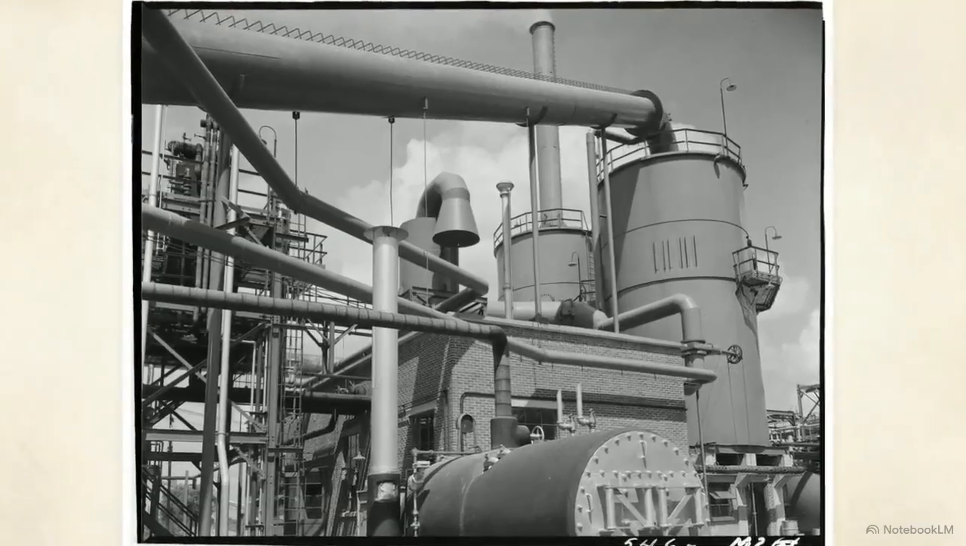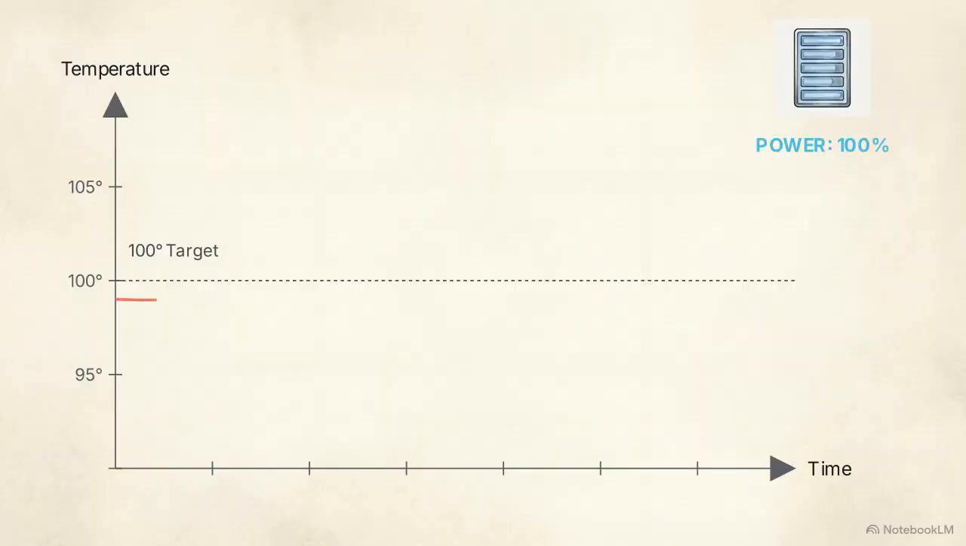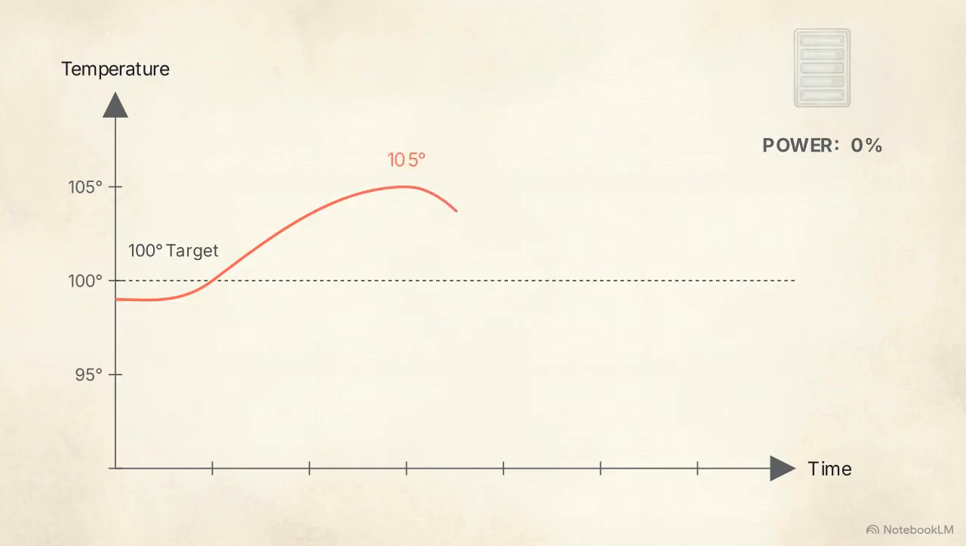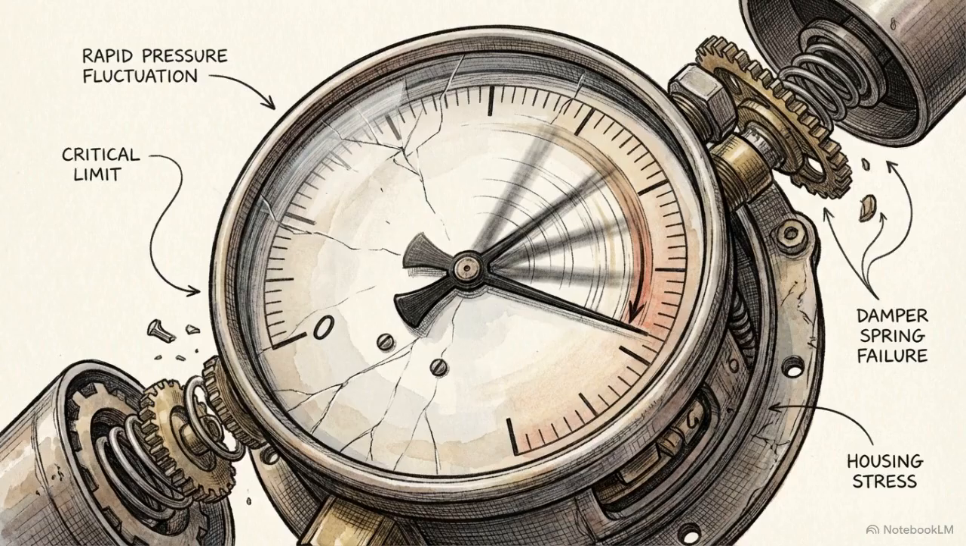Imagine a heater in a chemical plant trying to keep a liquid at exactly 100 degrees. When the temperature is at 99 degrees, the heater blasts at full power. But even after it reaches the 100-degree target and shuts off, the heating coils stay hot. That residual heat causes the temperature to spike up to 105. Now the system is too hot, so it stays off until the liquid cools all the way down to 95. Then the power kicks back on at 100%, and the cycle repeats. This constant overshooting and undershooting is incredibly inefficient. In engineering, we call this wild, uncontrolled swinging oscillation.